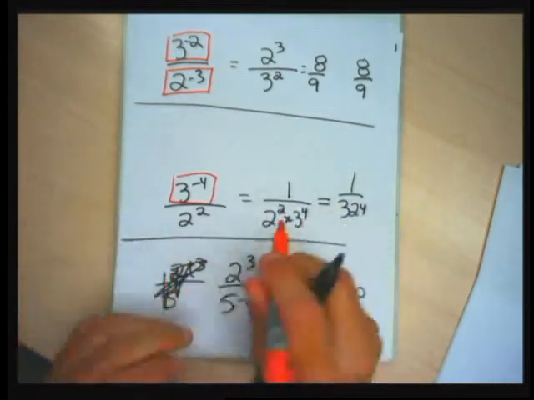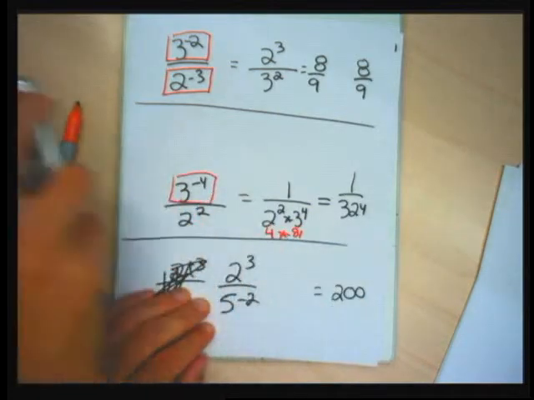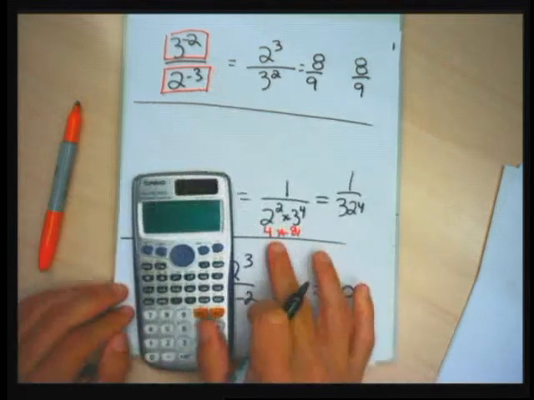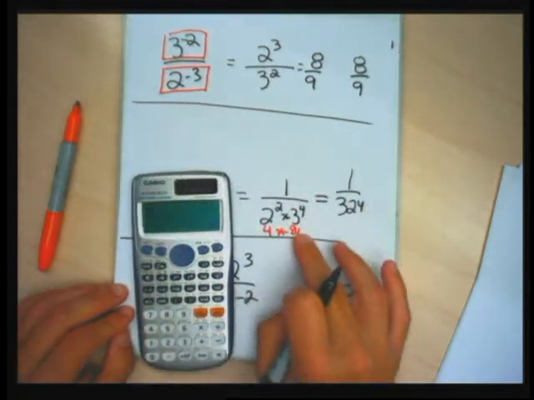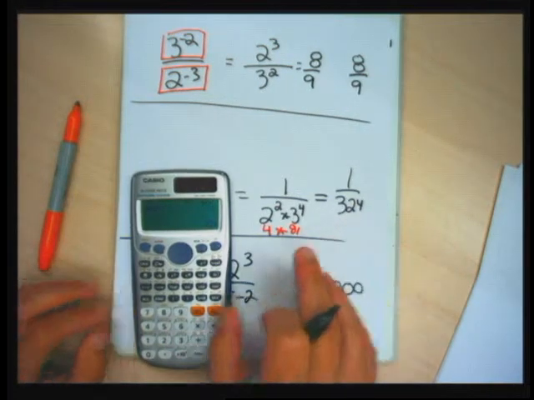2 squared is 4. 3 to the 4th, I think, is 81. 3, up arrow 4 is 81. So the denominator turns into 4 times 81. So I get 1 over 4 times 81, and the 4 times 81 is the 324.